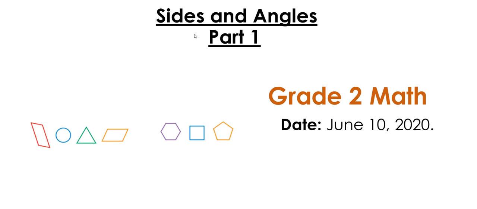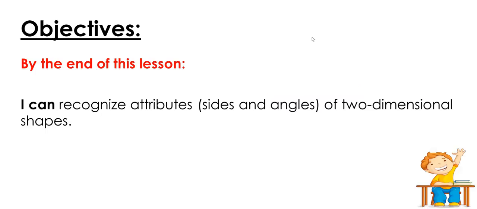Today we are talking about sides and angles. By the end of this lesson, you're going to be able to say, I can recognize attributes, which are sides and angles, of two-dimensional shapes.